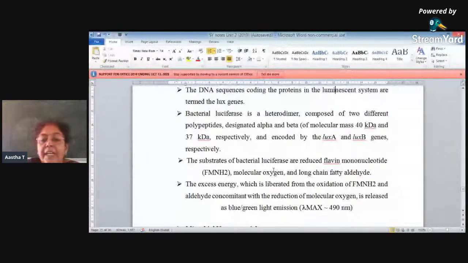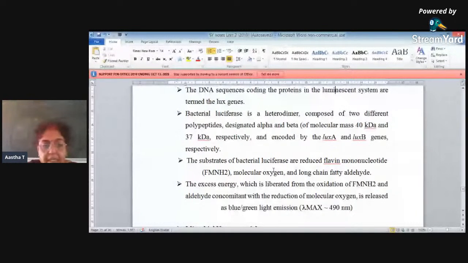So all these are carbohydrate type of components. One is the vitamin flavin mononucleotide, a growth factor, oxygen is needed, and long chain fatty aldehydes are needed. So derivatives of fatty acids.